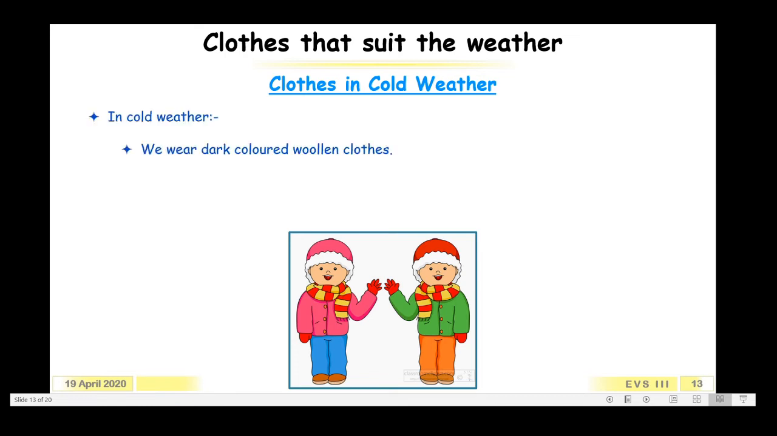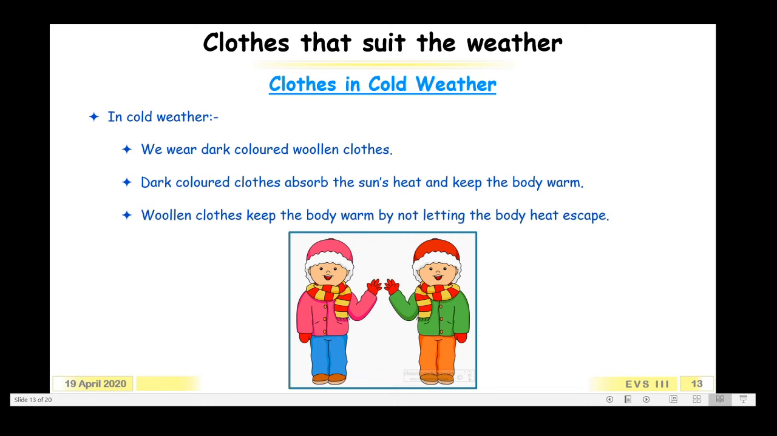Okay, in cold weather we wear dark colored woolen clothes, right? Dark colored clothes absorb the sun's heat and keep the body warm. Woolen clothes keep the body warm by not letting the body heat escape. So what does it mean? That means the heat of the body is stored inside the layers of woolen clothes, right?